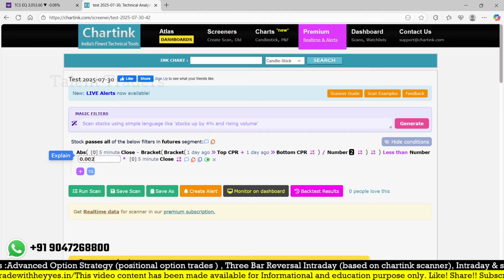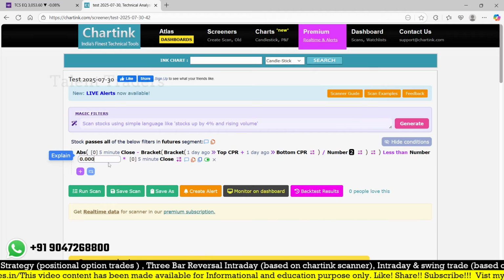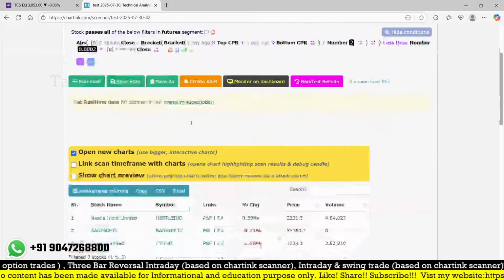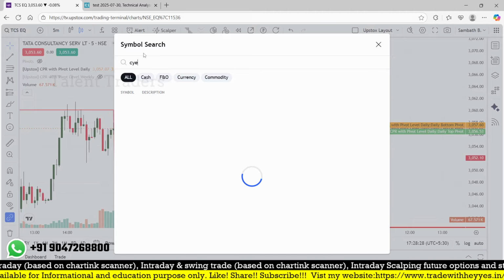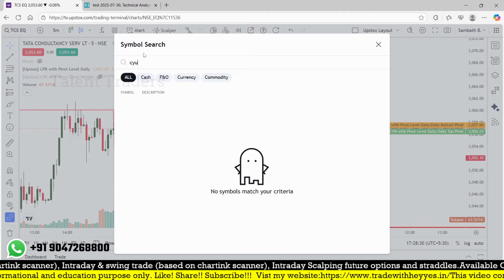If you want an even tighter range, you can increase it here, and we will get very few stocks. We can look at Giant and Nestle. So let me check this.